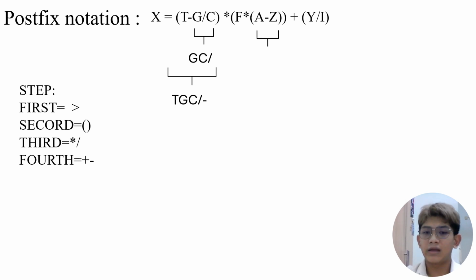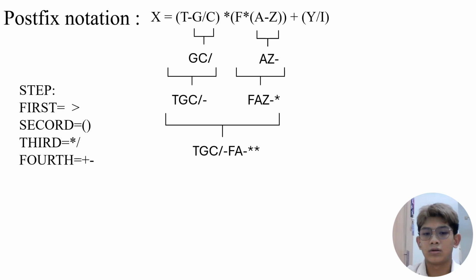Why is it A and Z, not F? Because at the column, we need to do the column first. So A Z minus. So now we can put the F to combine it. So it's F A Z minus multiply. So we can combine it. So you can see behind has the multiply. So we combine the column.